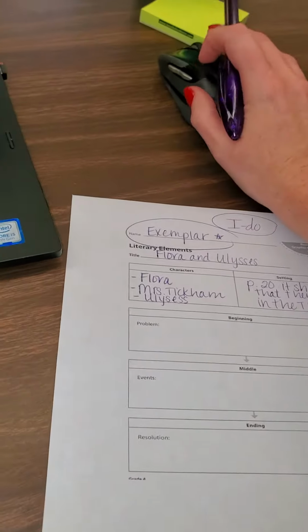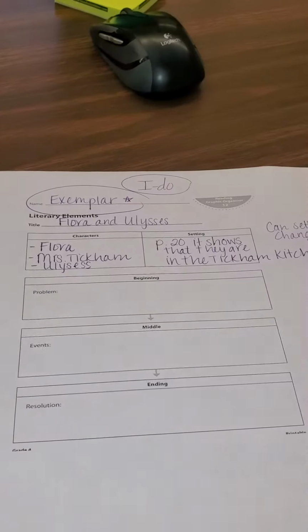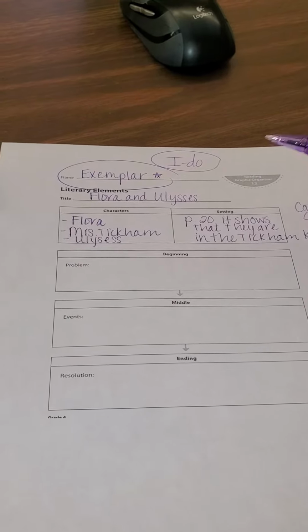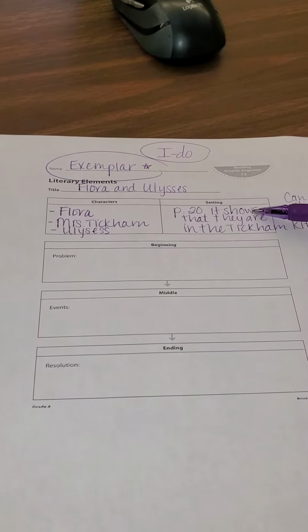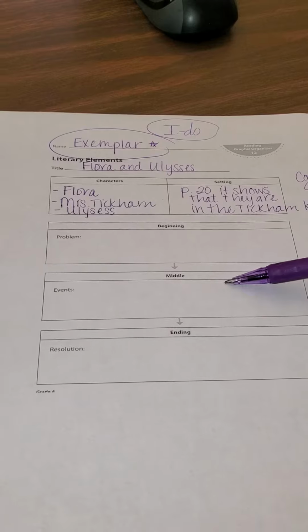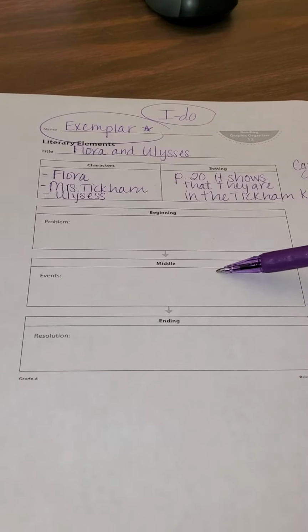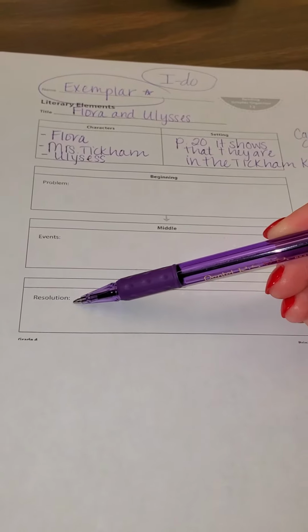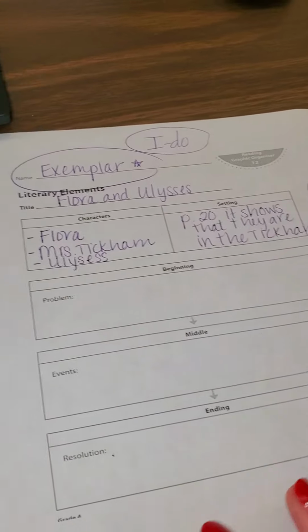And then the first thing that we're going to do is I am going to do this part for you, okay? We need to think literary elements are very similar to the plot elements. It's who are the characters, what's the setting, what happened at the beginning of the story where we learn the problem, what happens in the middle, events that lead to a possible solution from the problem, and then what happens at the end. What is the resolution, which is like the solution, okay? So I'm going to model first.